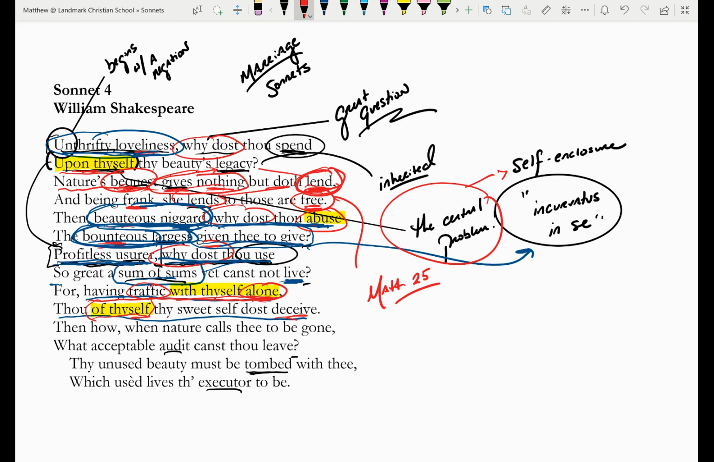So that's the 3-step process. You spend on yourself. You have traffic only with yourself, and therefore you are of yourself deceived. That you lose the thing that you idolize. This is an important theme here for Shakespeare.